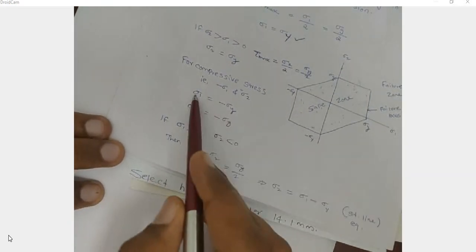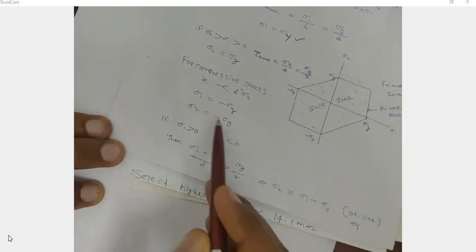And third one is for compressive stress. If both sigma 1 and sigma 2 are compressive stress, then we can write it is subjected to 2 stresses and both are compressive in nature. Then we can write sigma 1 is equal to minus sigma y, sigma 2 is equal to minus sigma y.